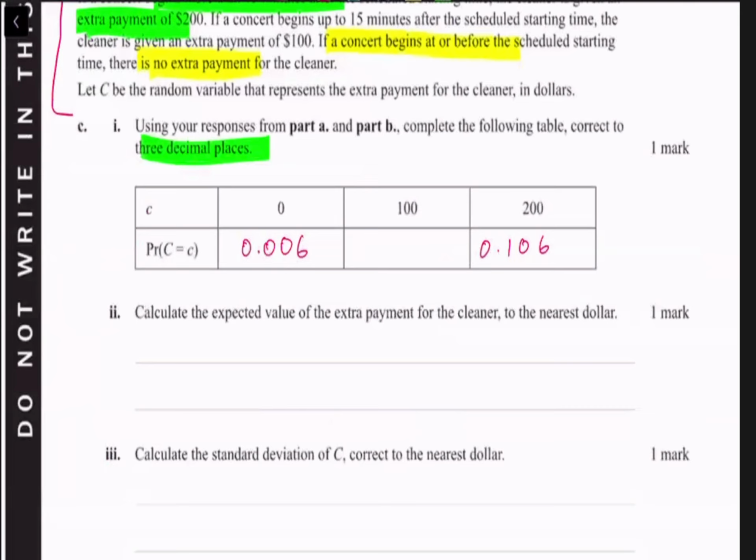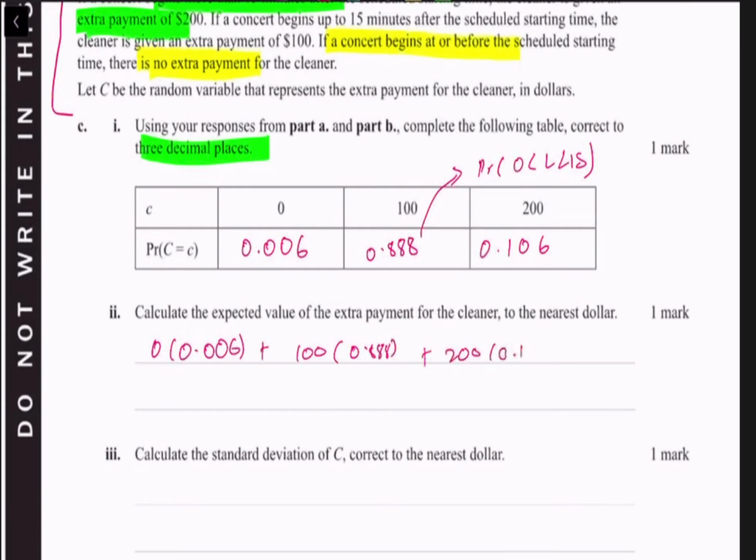And if it begins up to 15 minutes after the scheduled time, so this probability is 0 to 15, and it's 0.888, or you could just do 1 minus these two, because the whole thing has to add up to 1. So calculate the expected payment. The expected payment is going to be 0 times 0.006 plus 100 times 0.888 plus 200 times 0.106, and that comes out to $110 to the nearest dollar.